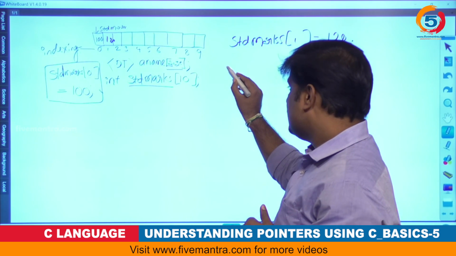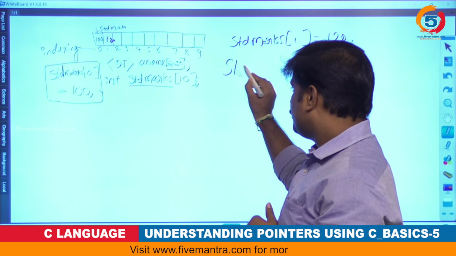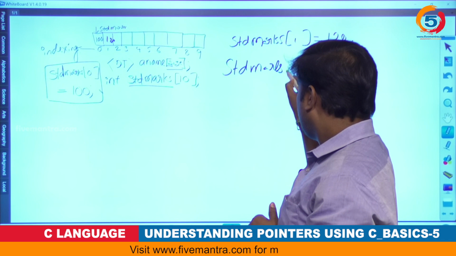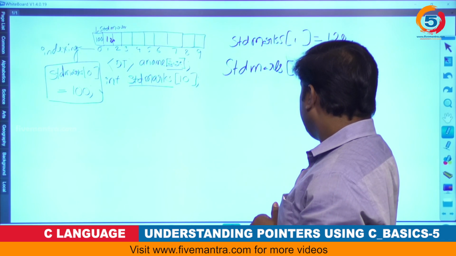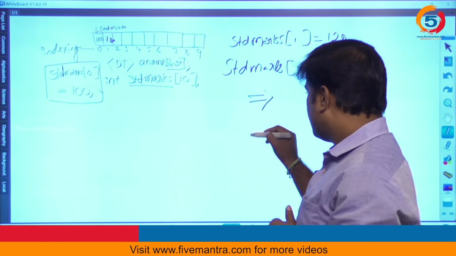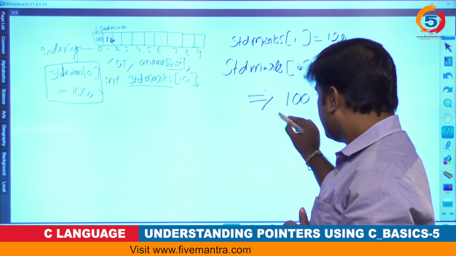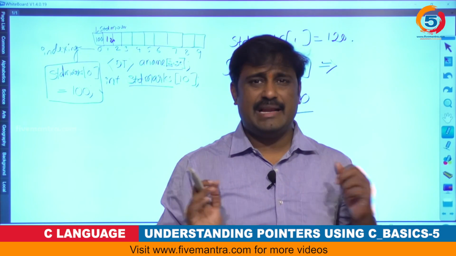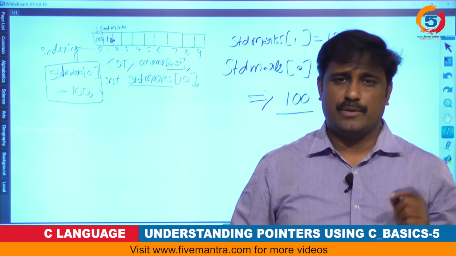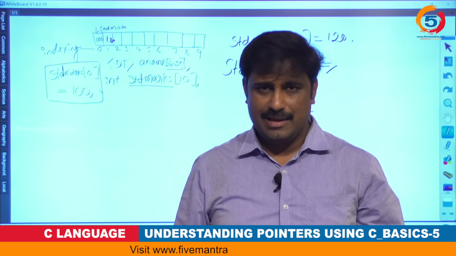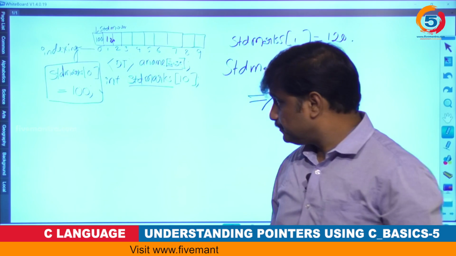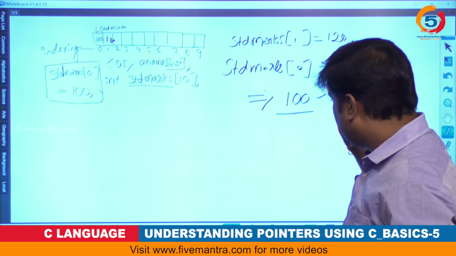I want to print, so whenever I say student marks of 0, it will give the marks, that is 100. Directly you can print it. Just as you work with an individual variable, in the same way you can work with an individual element of the array with the help of the index value. Once it is completed, it's over.